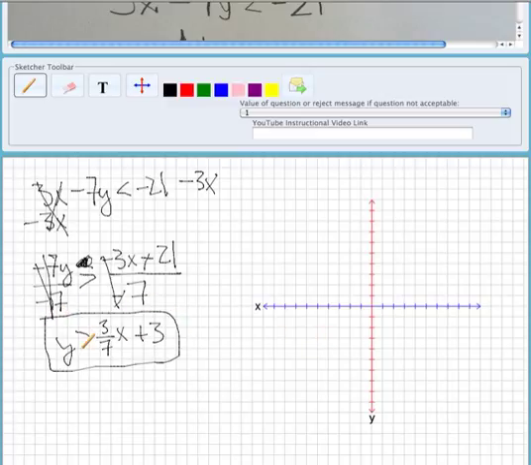And we also see it's not equal to. So the graph that we're going to have is going to be a dashed graph. It's not going to be a full straight line. So we have our slope, which is 3 over 7. So that means we're going to rise 3 and run over 7. So there's a point, and then there's a point right there. And then we're going to dash in our line.